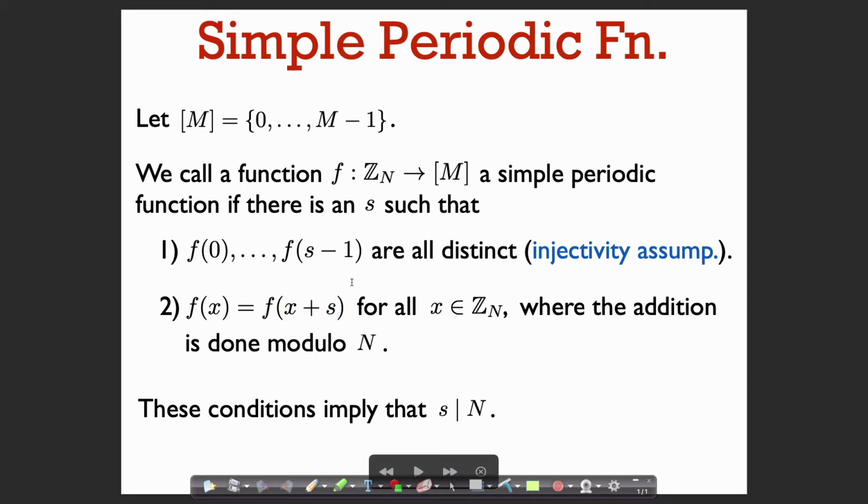So a couple comments. The range of the function doesn't really matter. So we're just using 0 through n minus 1 here. It could really be anything. It doesn't really come into the analysis. The second thing to note is that these two conditions together actually imply that s divides n. Okay, so that's very important for this simple periodic function case. So I think you'll see why if we just look at an example here.